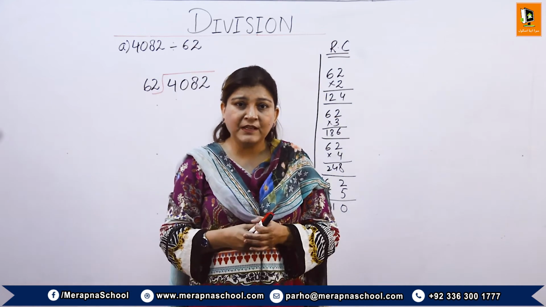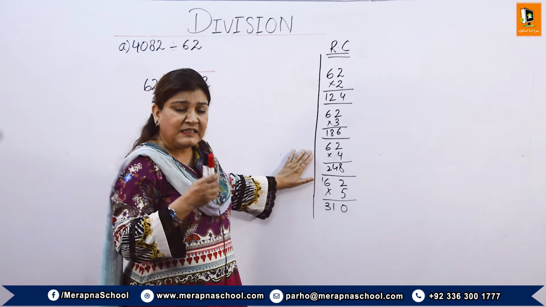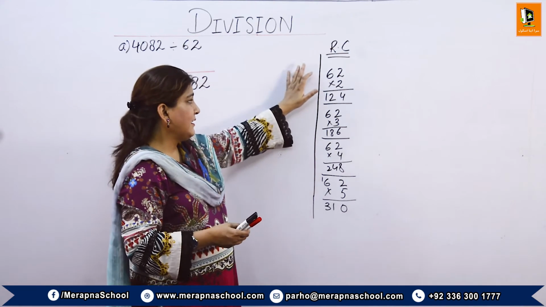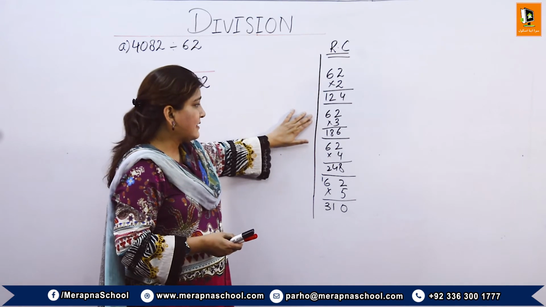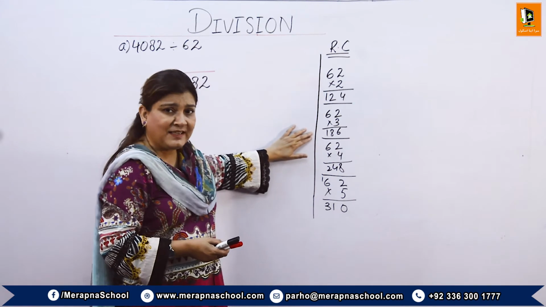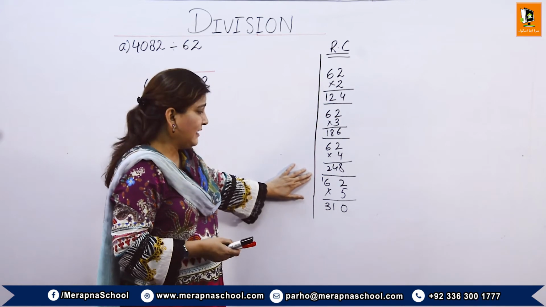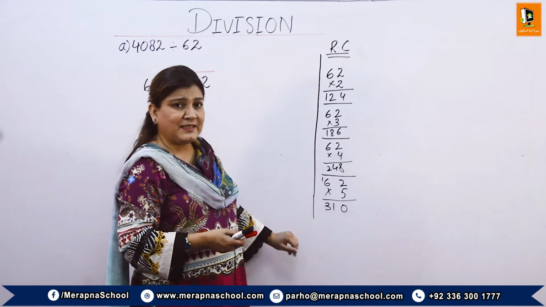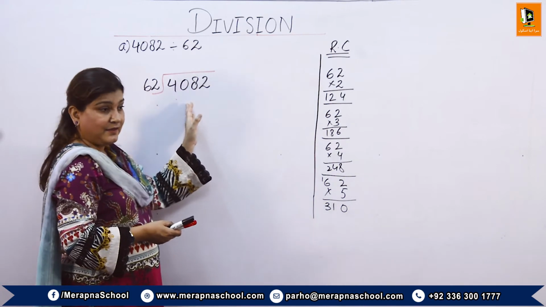Now 62 is a bigger number and we cannot divide easily in our mind. So what we do, we first multiply 62 with different numbers to make a table of 62. I have written over here 62 twos is 124, 62 threes is 186, 62 fours is 248, 62 fives is 310. Now we have 408.